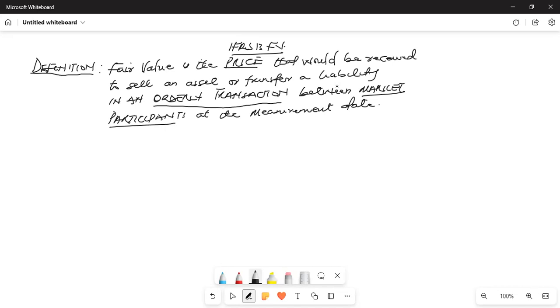Okay, fair value. Now, we need to pick out the things in the definition and analyze them one by one. By the time we finish analyzing it, you will know that you understand what fair value is about. We will solve 3 questions under this one. Now, watch the definition. Fair value is the price that would be received to sell an asset or transfer a liability in an orderly transaction between market participants at the measurement date.